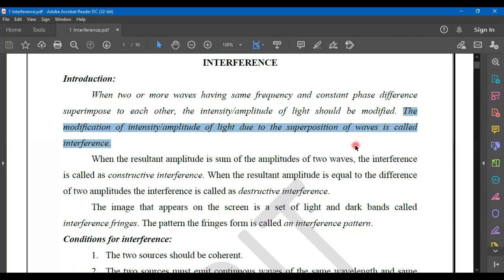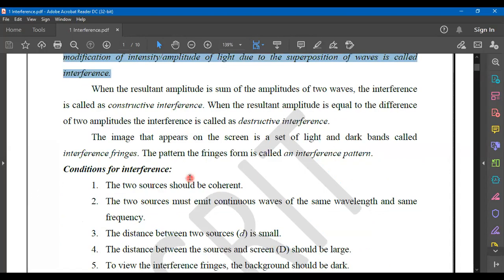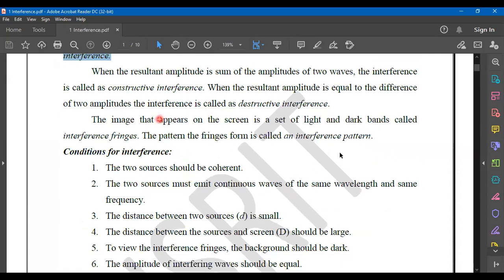Okay. So that means after superposition, the intensity or amplitude of the wave is getting changed. So this is what you are calling interference. And coming to how these distributions will be taking place, the resultant amplitude is the sum of the amplitudes of the two waves. Already you specified it earlier. When crest falls on the crest, the displacement is being added up. So that is what they are again stating. The resultant amplitude is the sum of the amplitudes of the two waves, then the interference is called constructive interference. When the resultant amplitude is the difference of the two amplitudes, then the resultant interference is referred to as destructive interference.